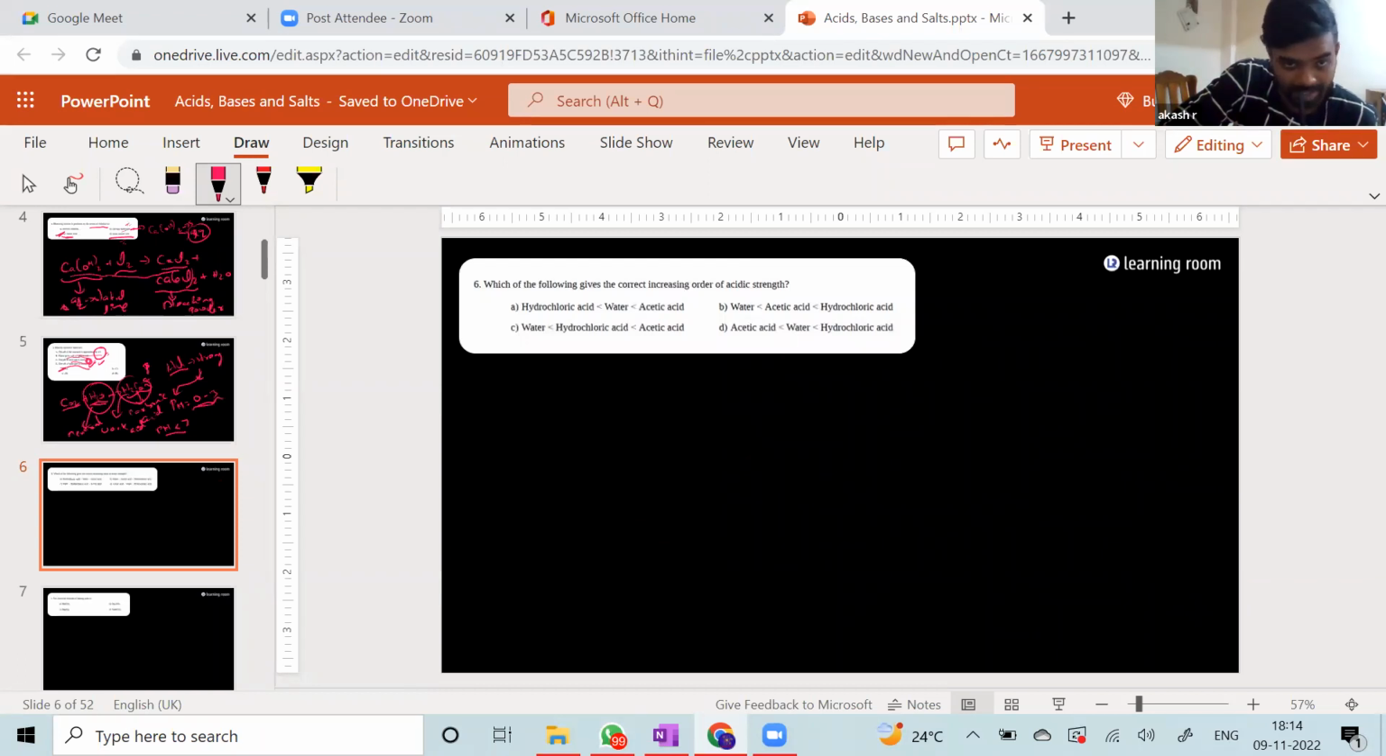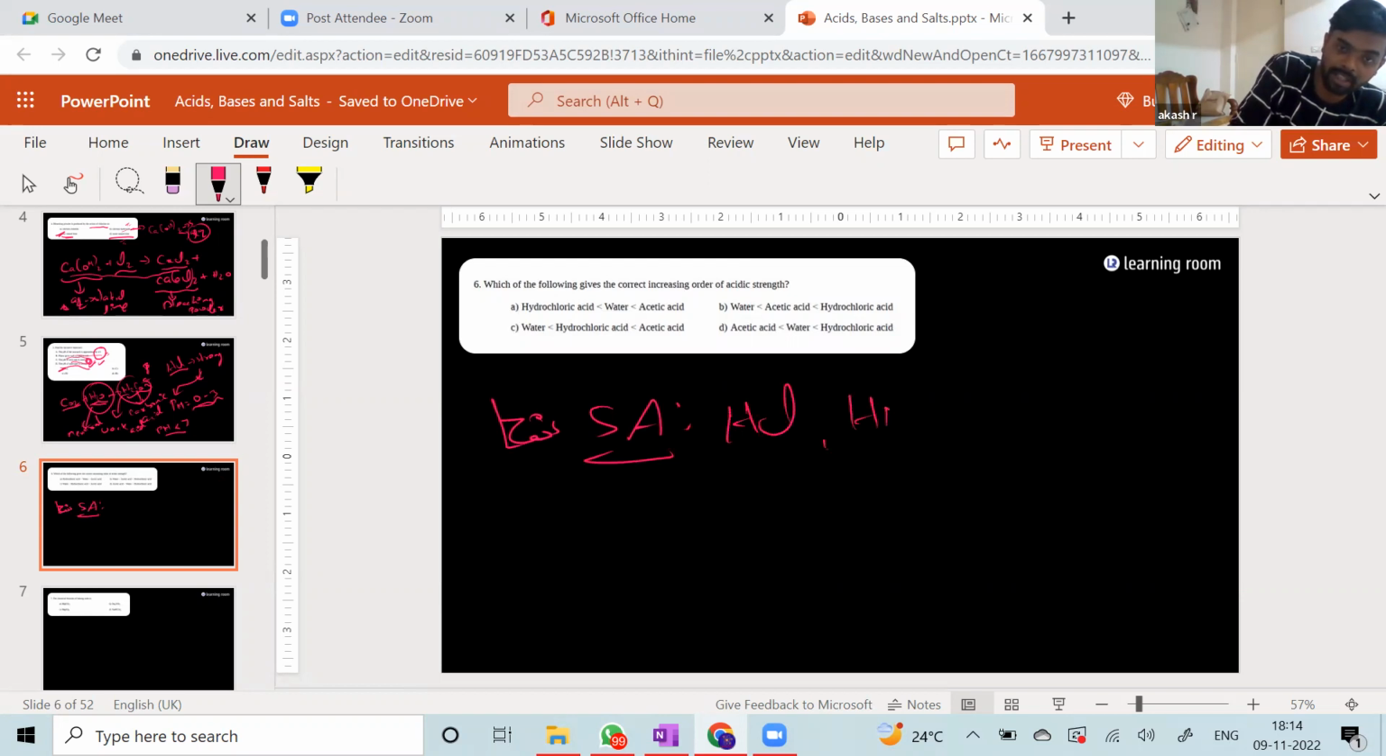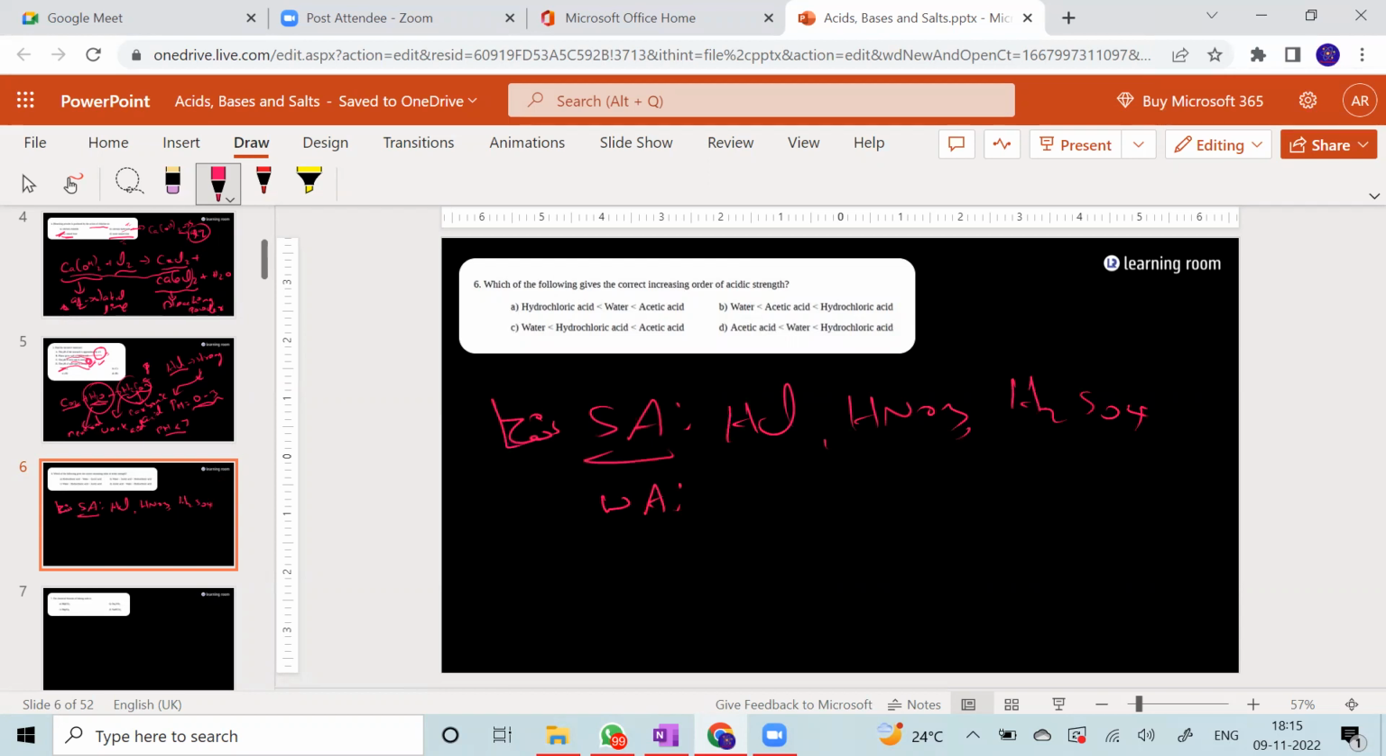Okay, correct order of acidic strength, right? Certain times we have to remember the list. When I look at the strong acids, if I write SA, it is the strong acid list. You can have HCl, HNO3, H2SO4. These are the common examples you will take for strong acids. Right, so is B the right answer?